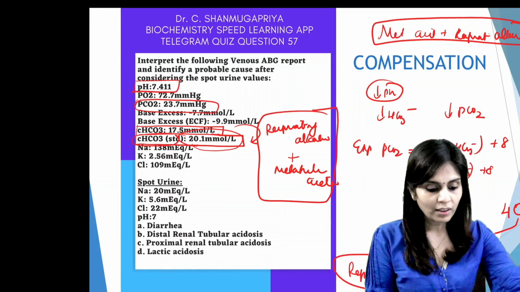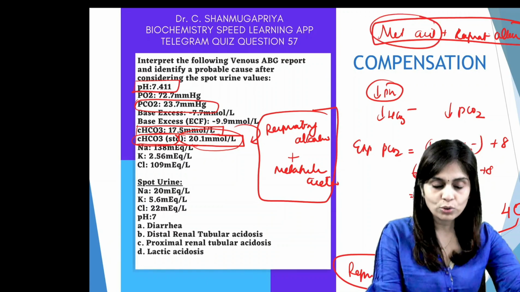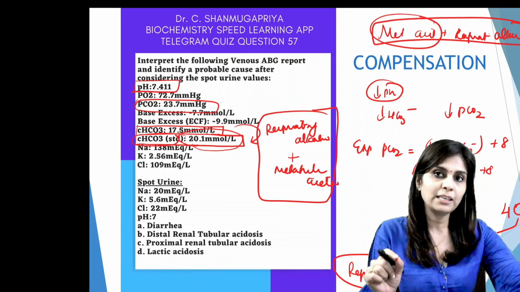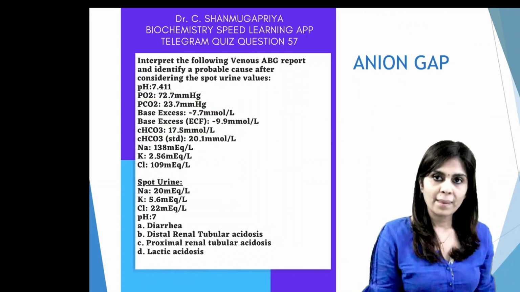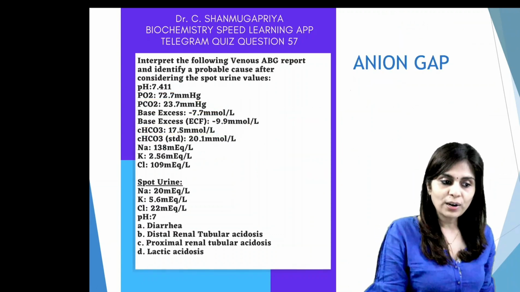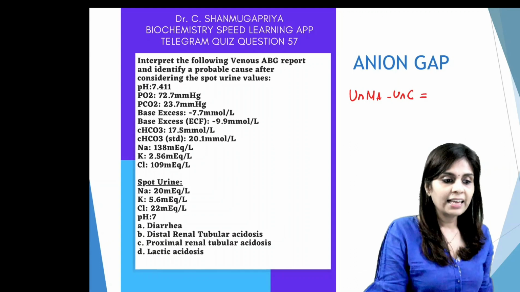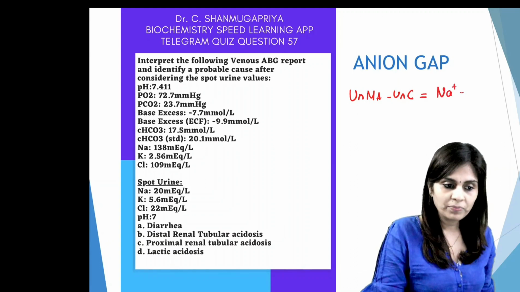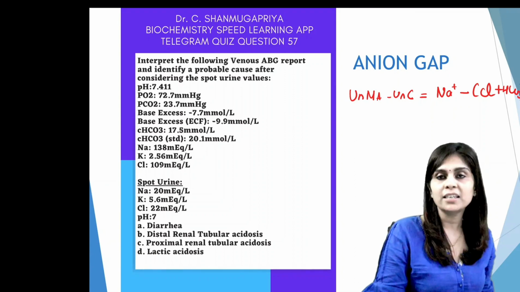Okay. Now, because it's a condition of metabolic acidosis, I've told you whenever you make a diagnosis of metabolic acidosis, the next step is to look at anion gap. And I've told you the definition for anion gap is the difference between unmeasured anion and unmeasured cation. And it's calculated as sodium minus within brackets chloride and bicarbonate.